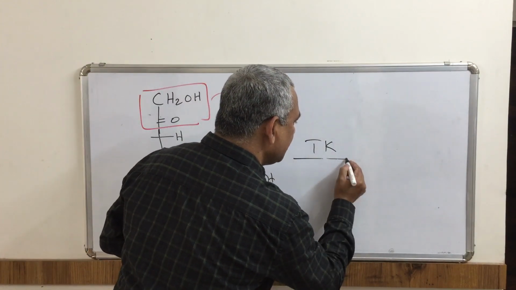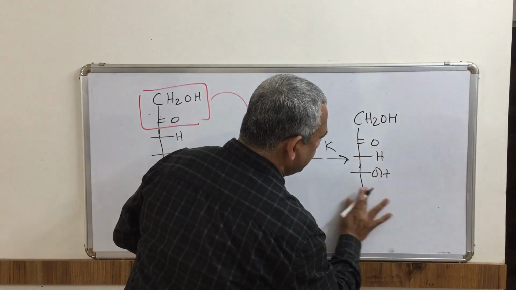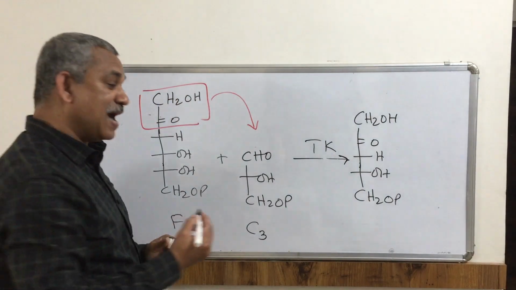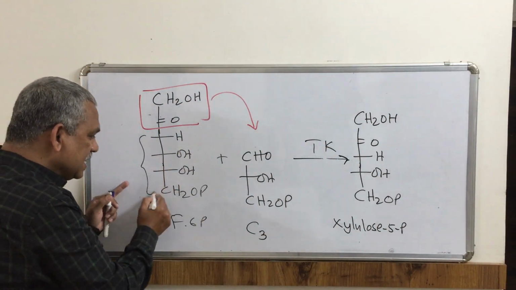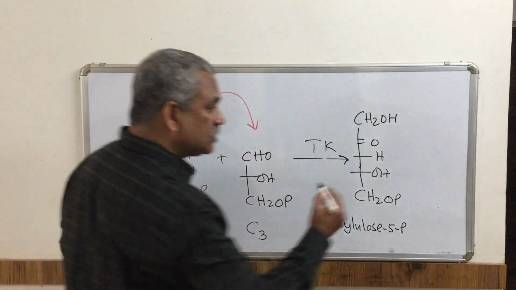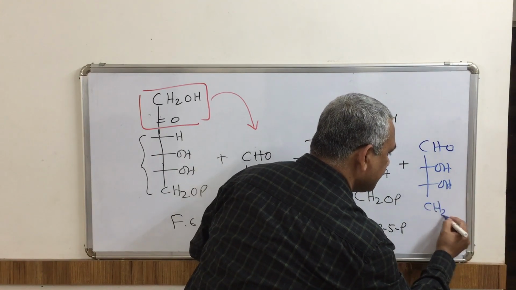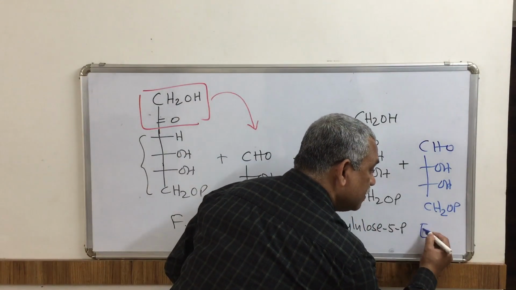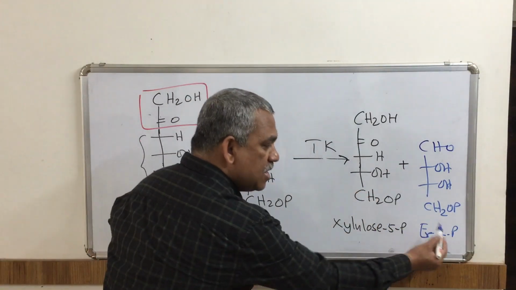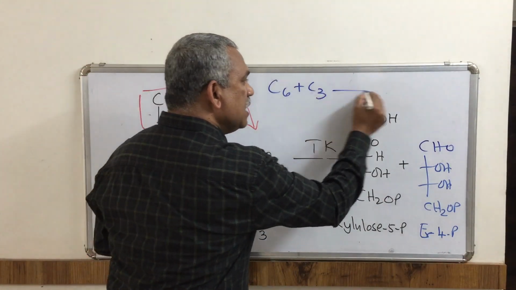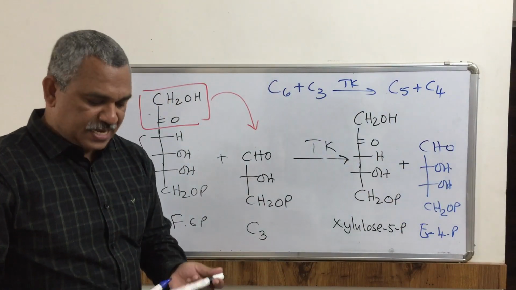This is the 5-carbon ketose, and that is xylulose 5-phosphate. In the remaining 1, 2, 3, 4 carbons, we have an aldose, and we will write it here. The 4-carbon aldose is erythrose 4-phosphate. Since there is no space, I am just writing a short form, erythrose 4-phosphate. We are getting 1 ketose and 1 aldose. In other words, C6 plus C3, with the transketolase enzyme, will result in C5 plus C4. This is the next step.